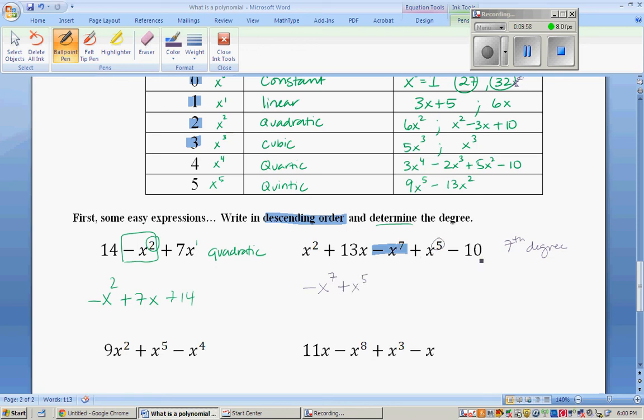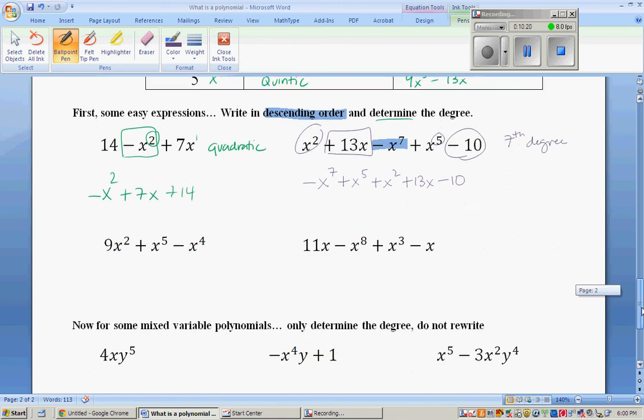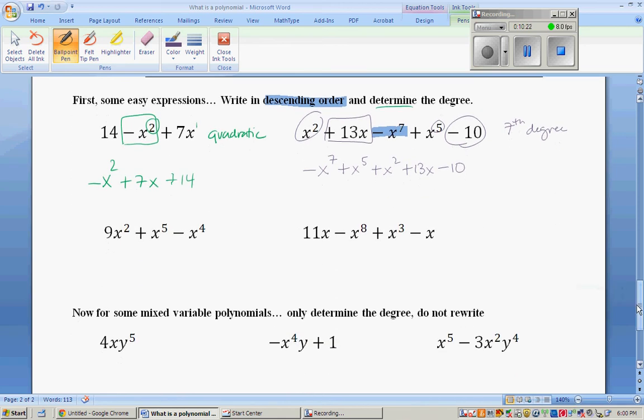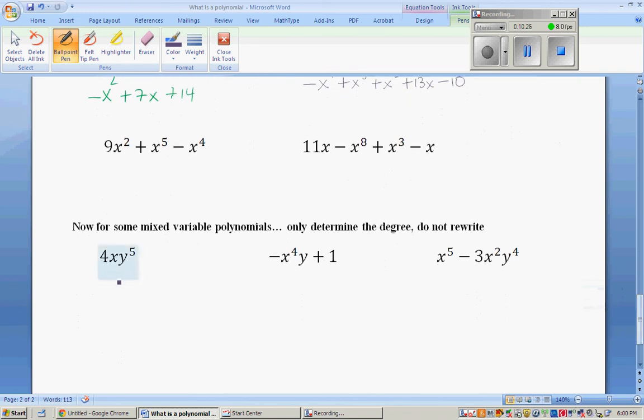Next, we're going to go with an x squared. So I'm going to go there next, plus x squared. Then I try this. There's just the single x, plus 13x. And the last thing I write is my constant, the one that doesn't have an x attached to it. It has a secret x to the 0. And that's it in descending order. So why don't you try the next two? And I'll check those in class. And we will talk about these in class.